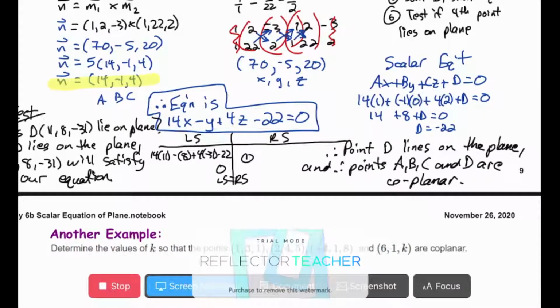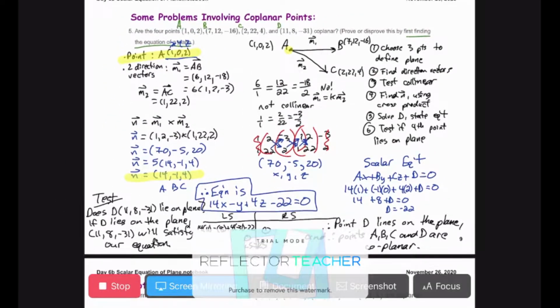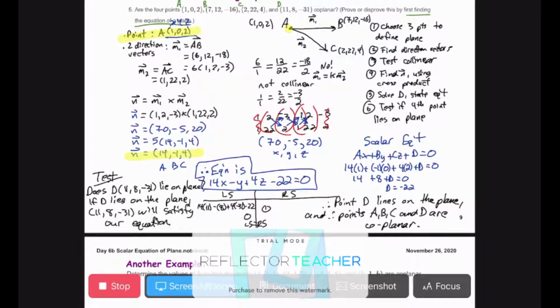So we defined a plane using 3 of the points after proving they were non-collinear, and then we tested to see if our 4th point also could be found on that plane. All right, we got one final example in this lesson, and then we are done. We will be masters of the equation of planes.